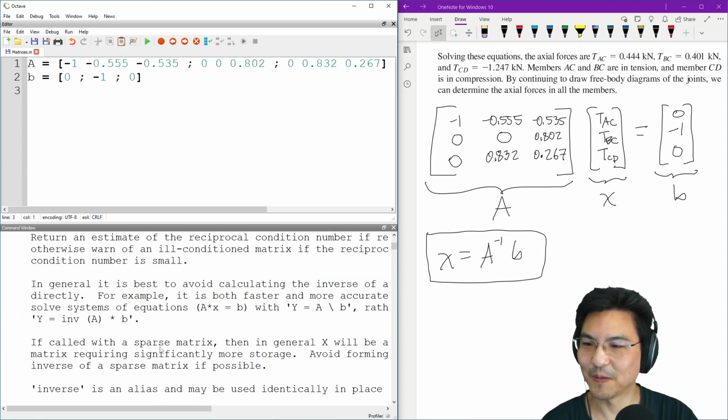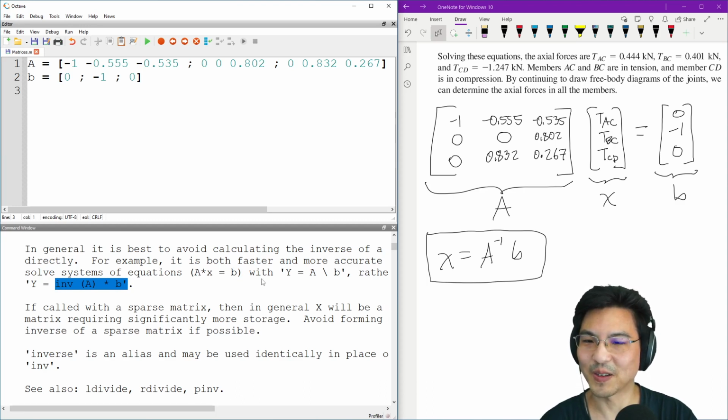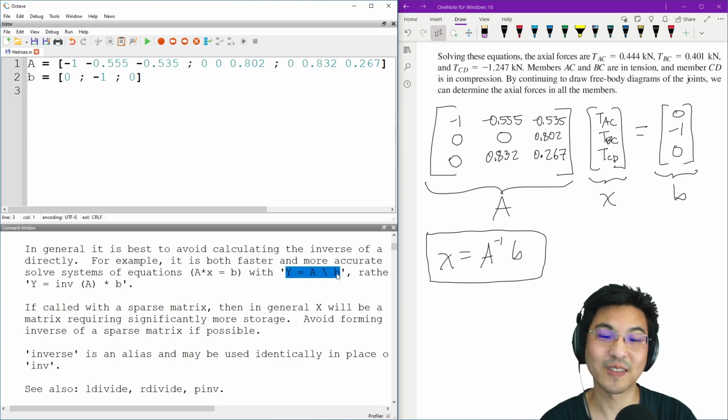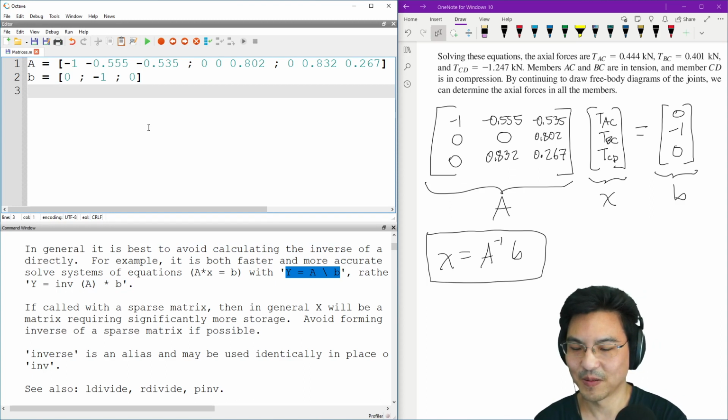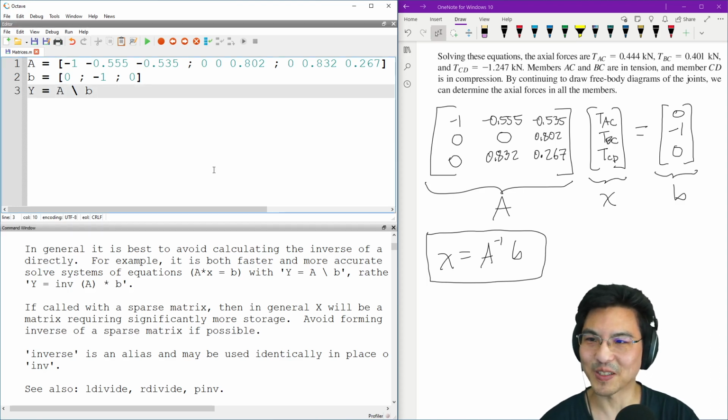Okay, so the function is called inv, and it is to solve an equation that looks like A times X equals B, which is like this, inverse of A times B, but it kind of says specifically it's best to avoid calculating the inverse and to use this syntax instead. Y equals A backslash B, which is just a more algorithmically efficient method of solving a system of equations, and we'll just listen to what it tells us.